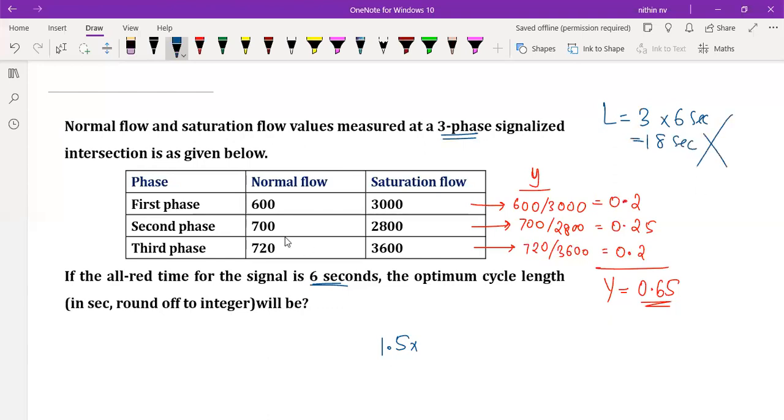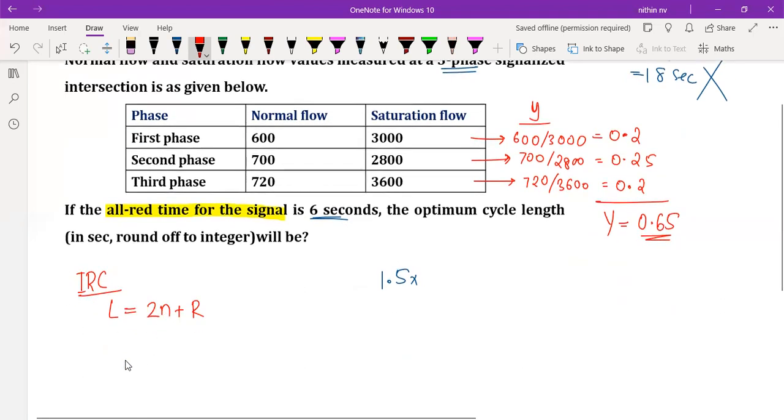Can I tell like that? Absolutely wrong, right? Why? This given 6 seconds is not lost time. It is the all red time. We have discussed only lost time, no? So this all red time is the tool to calculate lost time. Now, if they are giving all red time, as per IRC there is a recommendation. The lost time per cycle capital L is equal to 2n plus R. This is a suggestion or recommendation by IRC. So this calculation of L itself can be a question. Maybe for 1 mark they will ask.